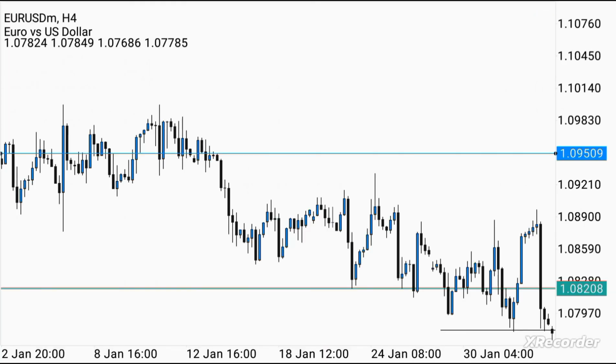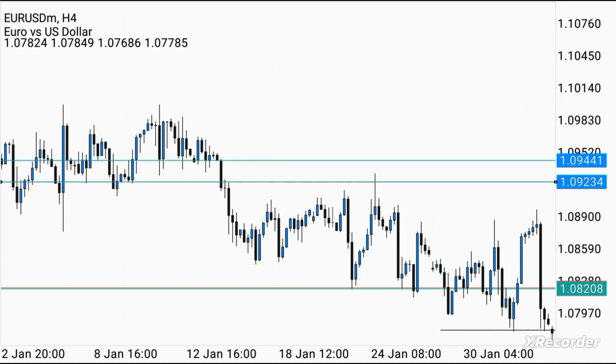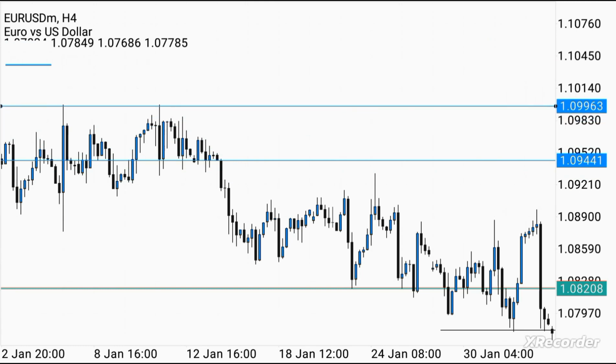So using my horizontal ray, I'll put it at that zone right here. I'll put it here. Then I'll take the next one, I'll put it all the way above, because the whole of that zone is now my order block that resulted in the continuation of the trend to the downside, right?